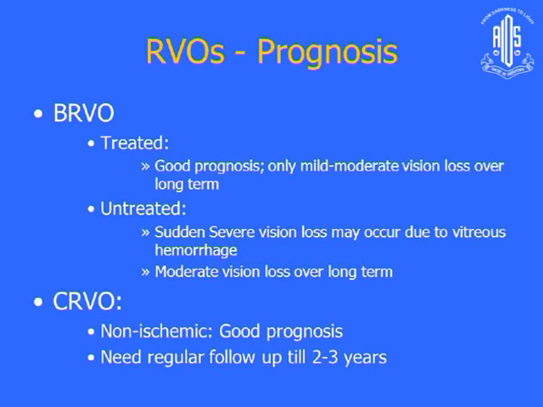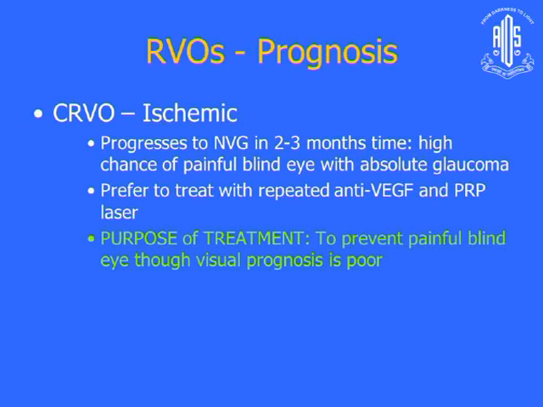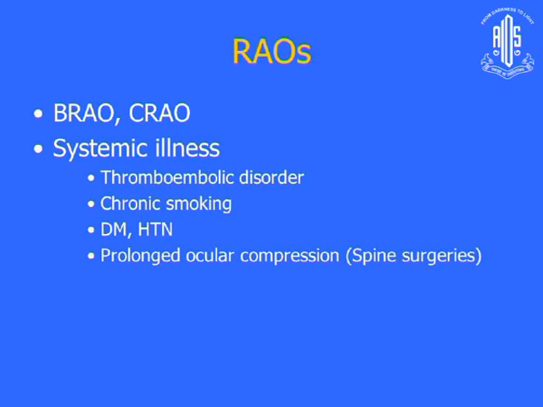Prognosis: treated BRVOs have a good prognosis. Untreated BRVOs may result in neovascularization and sudden severe vision loss, or moderate vision loss over the long term. In non-ischemic CRVOs, the prognosis is good, and they need regular follow-up for 2 to 3 years. In ischemic CRVO, though the visual prognosis is poor, the purpose of treatment is to prevent a painful blind eye. That is most important, and it is to be stressed to the patient.